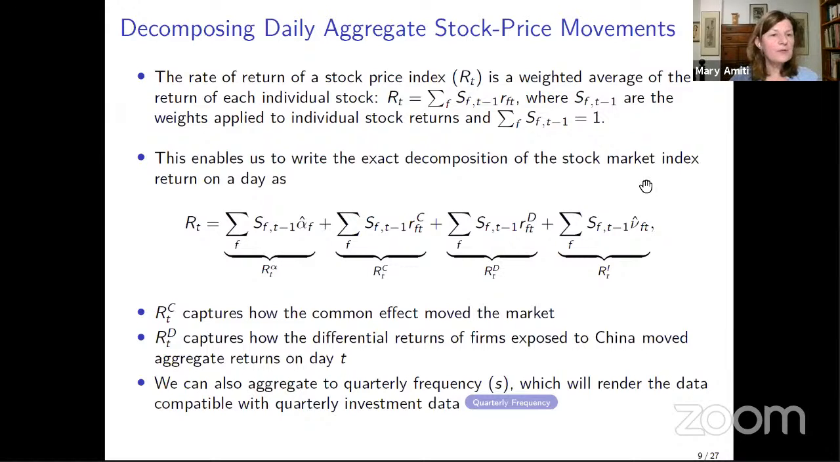Now this is important for the study because when we go to the investment part, the investment is at the quarterly level. So we can also aggregate these to the quarterly level, so then we can see how it links to investment. The main ones we're interested in are the common and the differential effects. That's what we attribute to the trade war. But then you also have the average long run returns, and the idiosyncratic effect as well.